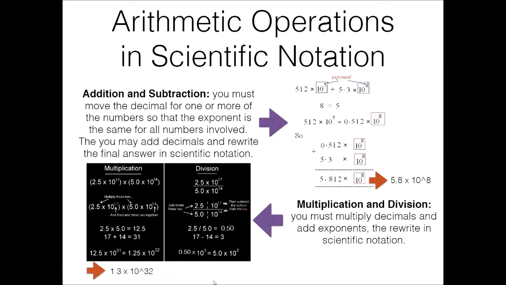So, our final answer for this one, if we use scientific notation properly, would not be 1.25 times 10 to the 32, because I only have two significant digits in each of the original scientific notation numbers. So I have to round that 1.25 times 10 to the 32 to 1.3 times 10 to the 32.